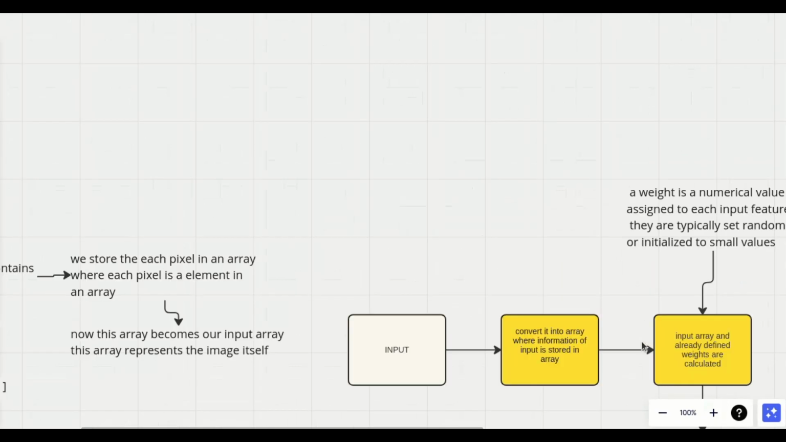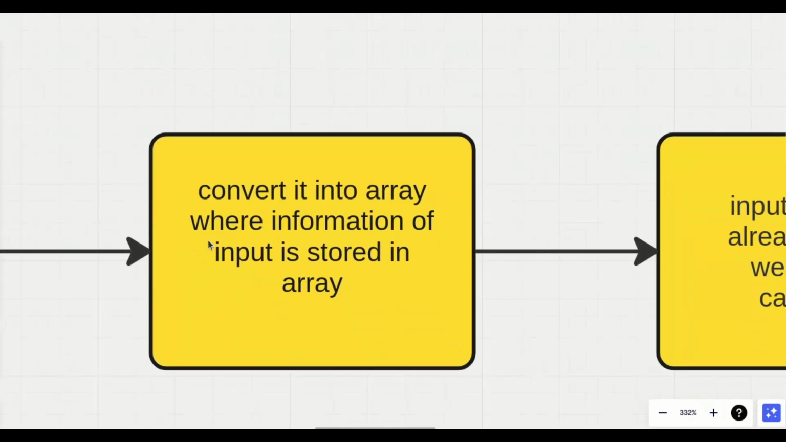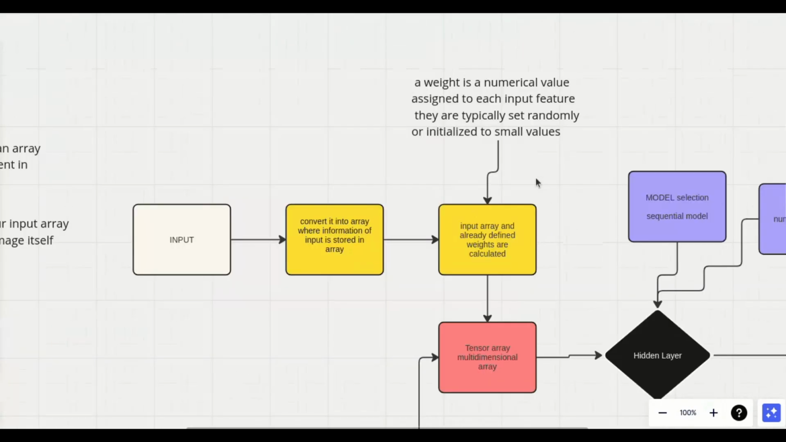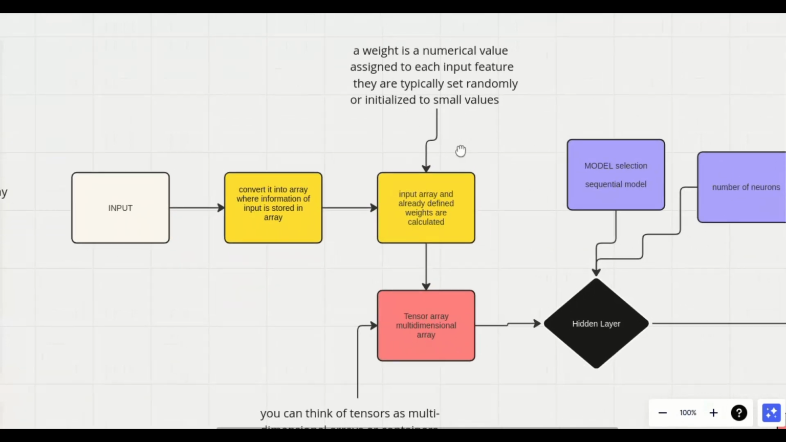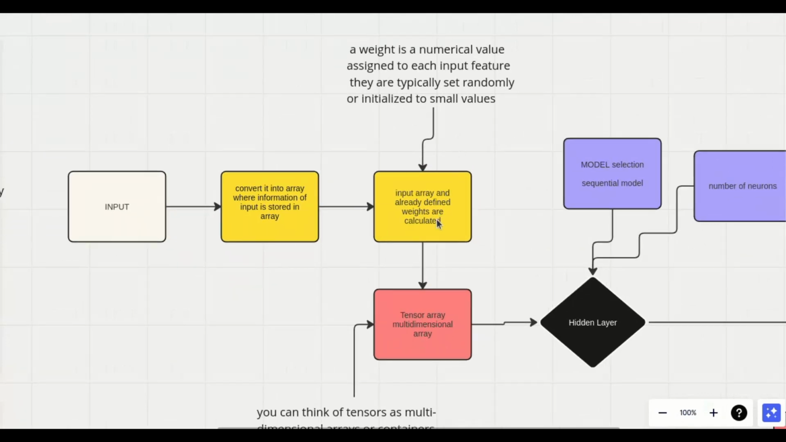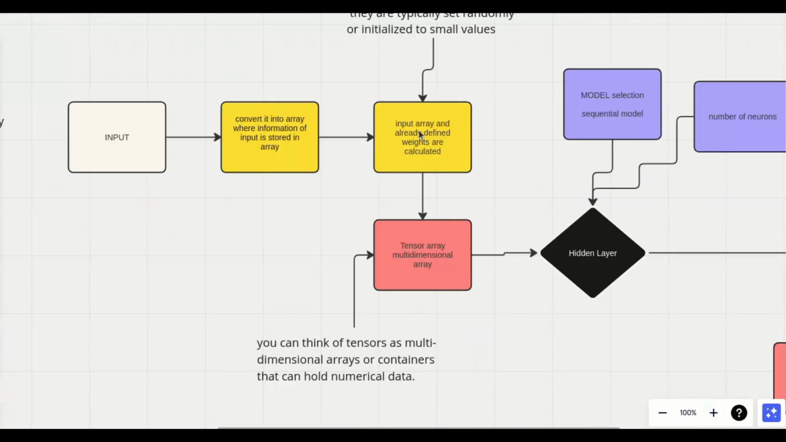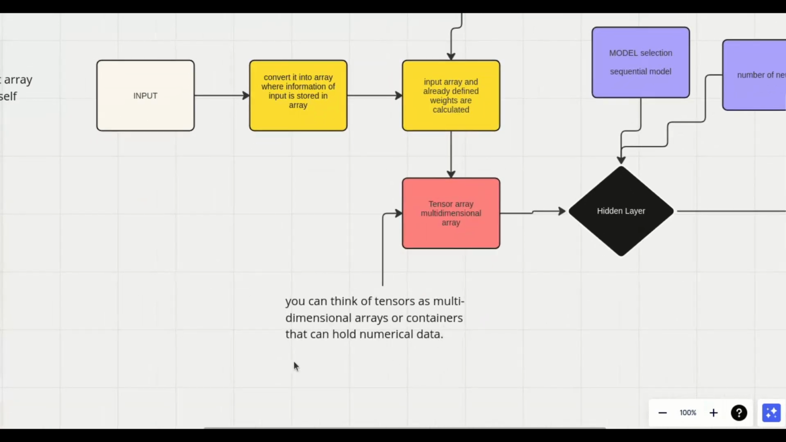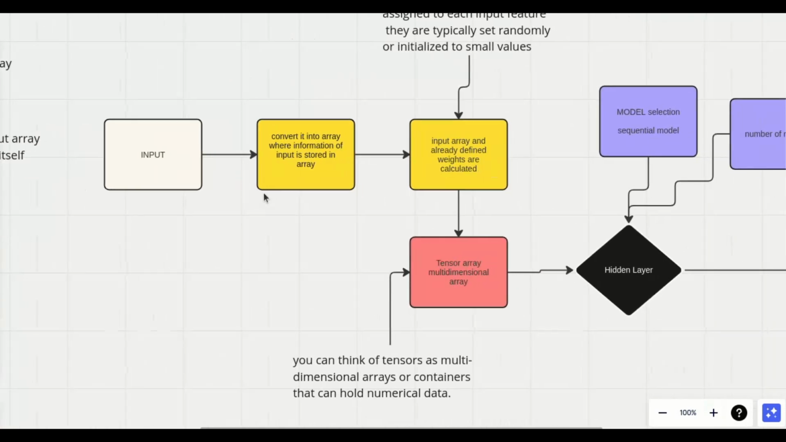And coming back here, the input array and already defined weights are calculated. So weights, a weight is a numerical value assigned to each input feature. These are typically set at random or initialized to small values. To sum up, weights are unique values which are connected with the input somehow, and this creates a new array which we call a tensor array. Tensor array is basically a multi-dimensional array which holds numeric data. So for now, the input is converted into a multi-dimensional array which holds the numeric data.